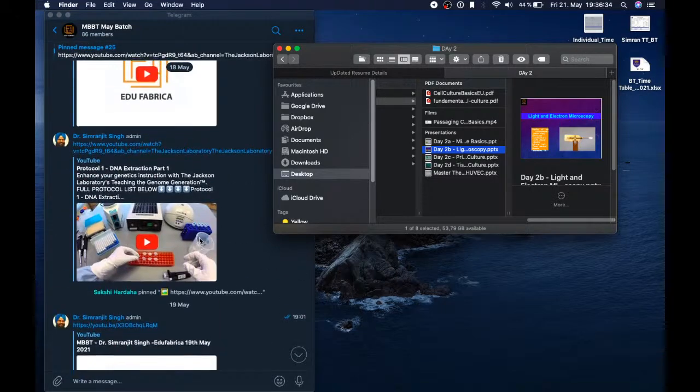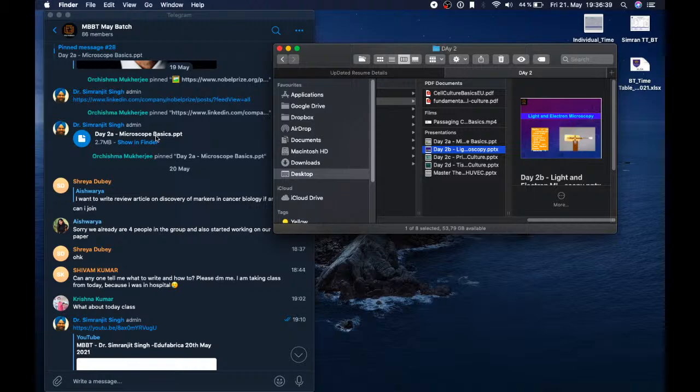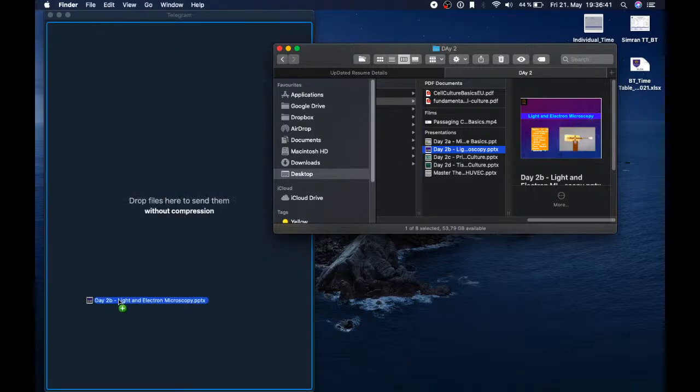I think I shared with you the normal file, right? Yeah. Microscope basically shared. Now it's the advanced version.